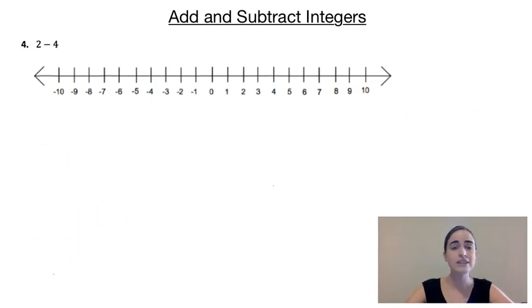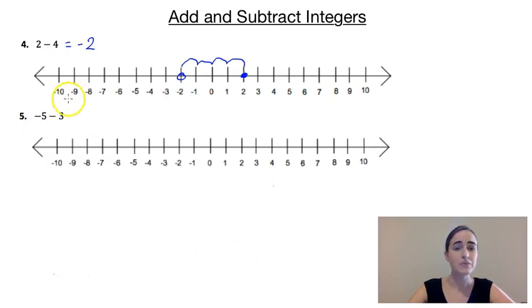Our fourth example is a subtraction. So again, the first number tells us where we're starting. So we're starting here at 2. And when we subtract, we move to the left. So we're going to move to the left 4 places. And we're going to end up at -2. So 2 minus 4 is equal to -2.